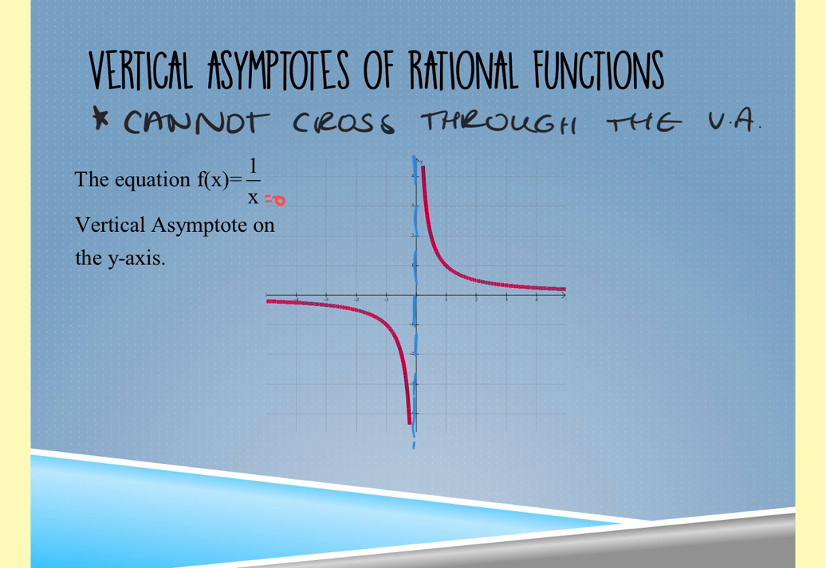The horizontal asymptote is a different concept. The horizontal asymptote is more of a guide for the end behavior. It can cross through a horizontal asymptote, same for slant. But for vertical, it cannot. There can be 1, there can be 2, there can be 3. It's for as many times as you would get an x equal to 0 in your denominator.